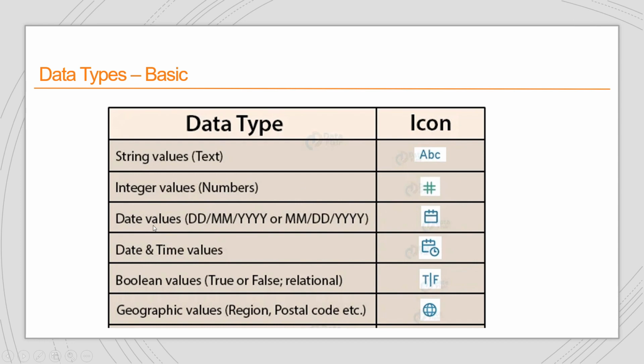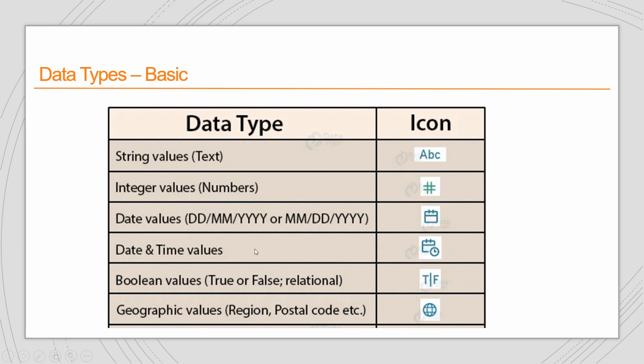After that, we can store the date values also. So if you are going to save a date value in a particular column, then it will be visible as a calendar icon. And whenever you are going to see this calendar icon, it means it's a date values. If with that calendar there is a small clock also, then it means it's not just dates. There is time also involved in this particular column.